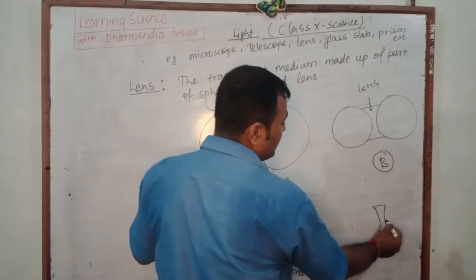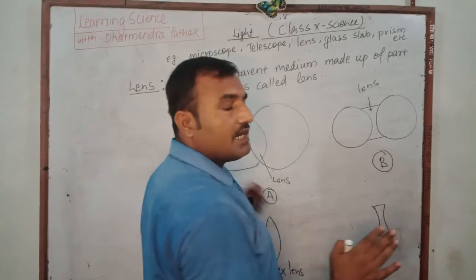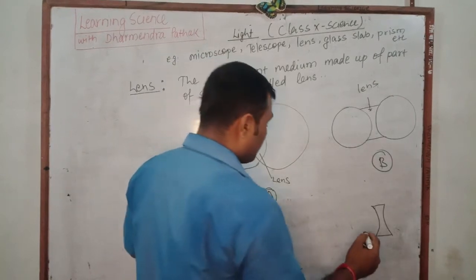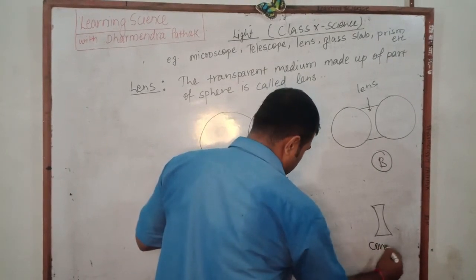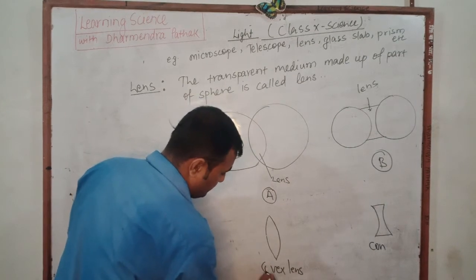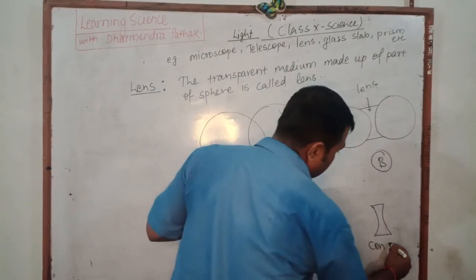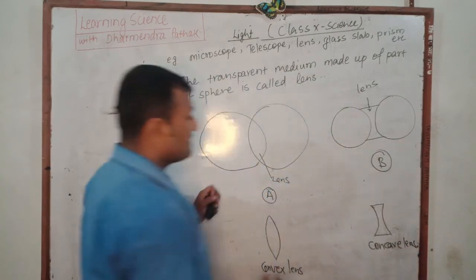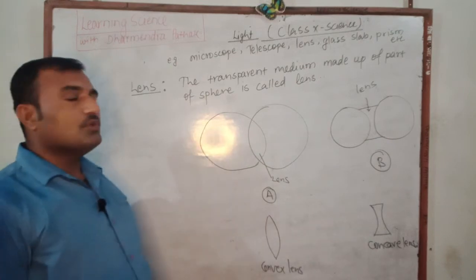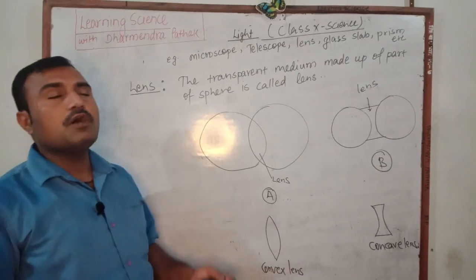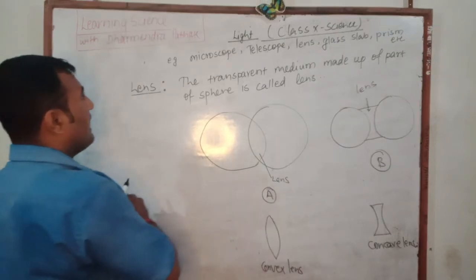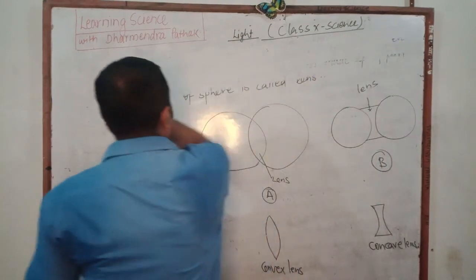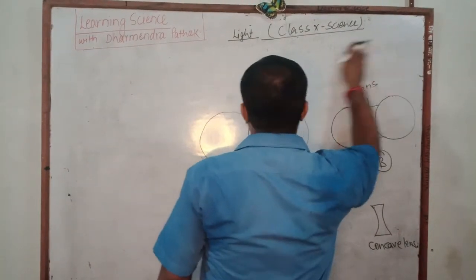And the lens in which the central part is depressed and towards the edge the thickness increases, that is bulged, is known as a concave lens. In this way we define both types of lens on the basis of structure. And after that we discuss types of lens.